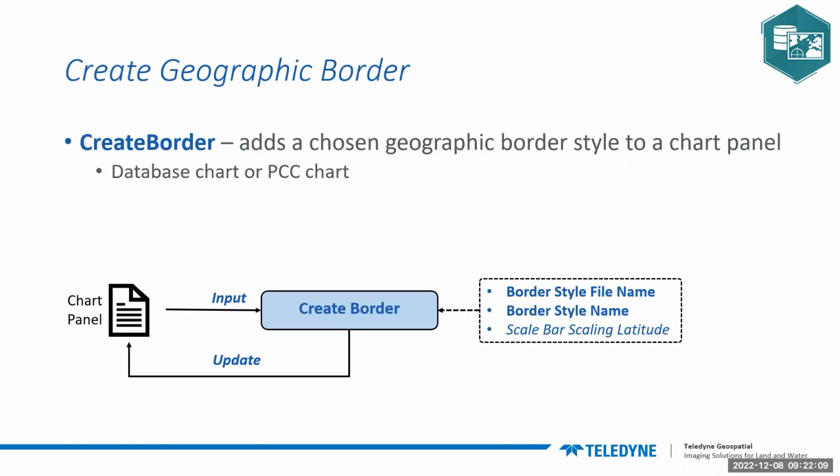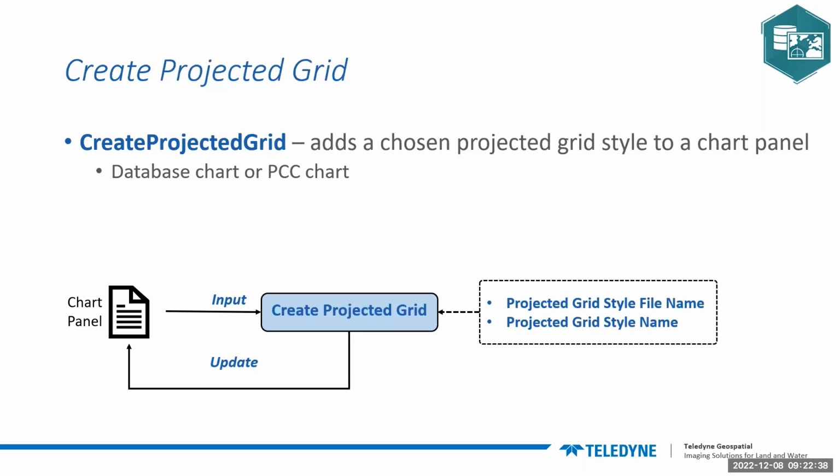And then we start to move into the next three functions that start to allow you to add your chart furniture. So be that your geographic border, it allows you to pick the style name and allows you to set the scaling latitude and scale bars and things. And of course, this not only uses our own default files, but it will also use your own organizational files if you have them in place. As part of that, of course, you would apply your projected grid, and you can define which projected grid is to be used. And of course, you get to pick the name of that as well.